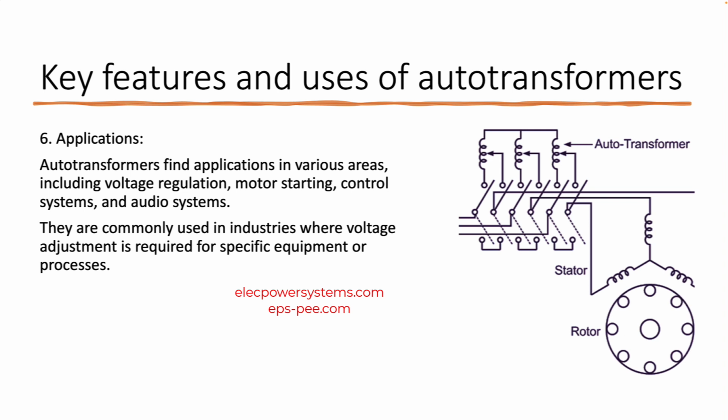It's worth noting that autotransformers have some limitations. Since the primary and secondary windings are not electrically isolated, there is a direct electrical connection between them. This means that any fault or short circuit in the winding can result in a direct transfer of high voltage or current. Therefore, proper precautions and protective measures should be implemented when using autotransformers to ensure safe operation.